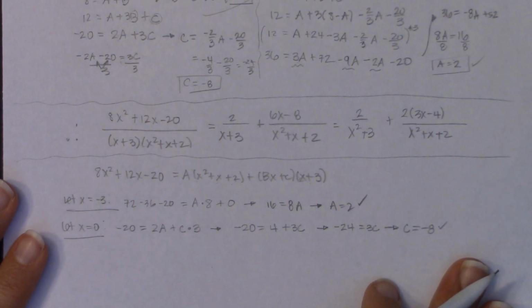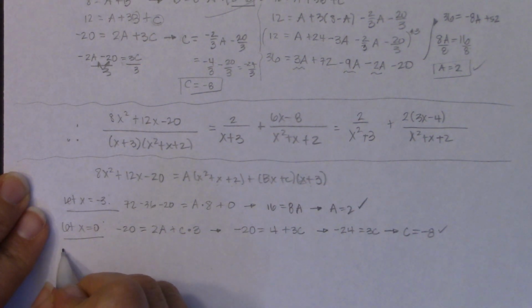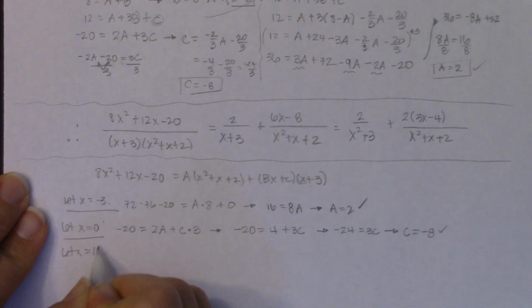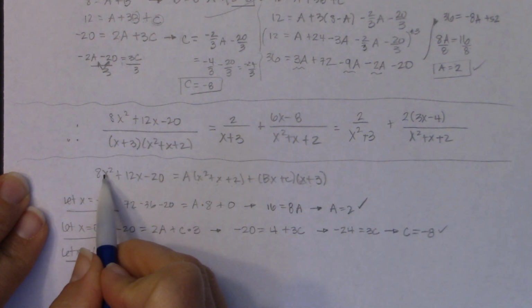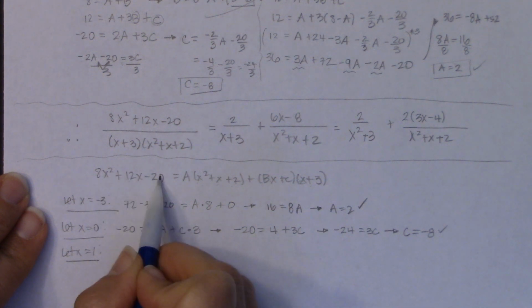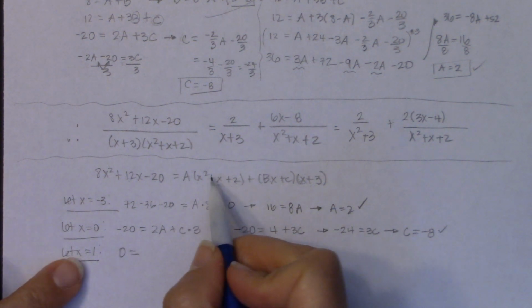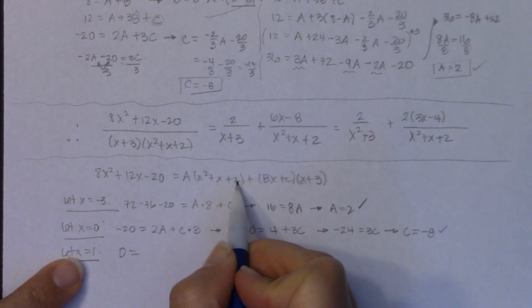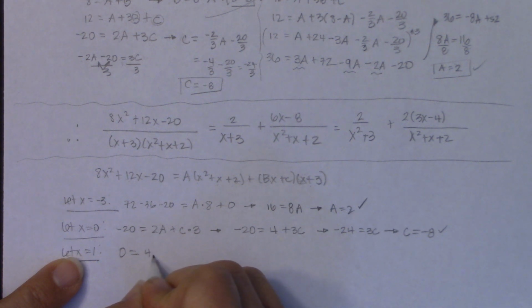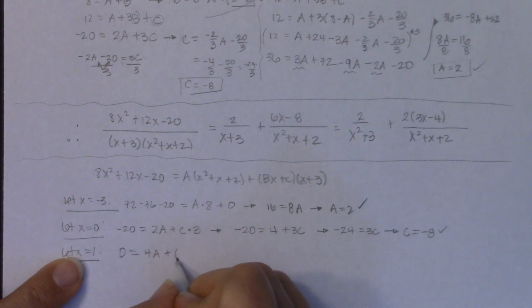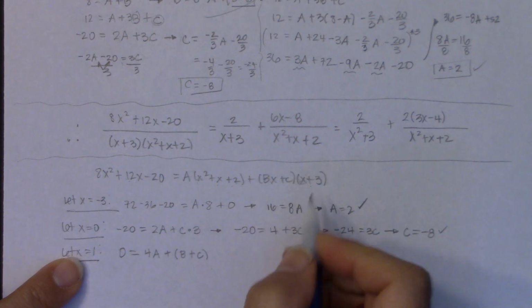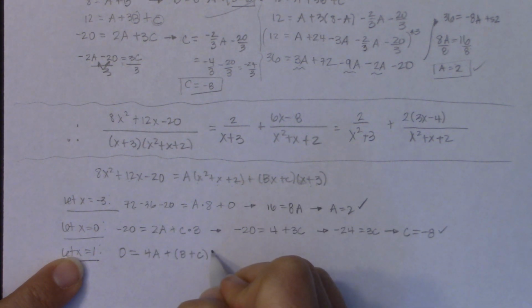All right. So now I'm going to let x equal 1. And let's see what we get. 8 plus 12 is 20. Oh, this is nice. So then 20 minus 20 is 0. If x is 1, we have 1 plus 1 plus 2, so that's going to be 4a. If x is 1, this factor becomes b plus c. And if x is 1, this factor becomes 4.